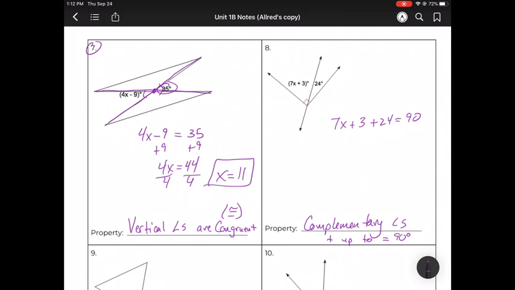All right, then we could solve that. I'll go through that quickly. 3 plus 24 is 27. Subtract 27 from both sides. 7x equals 63. Divide by 7 then, and x equals 9.